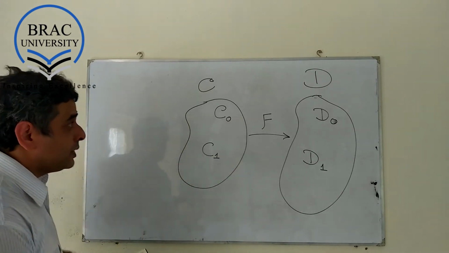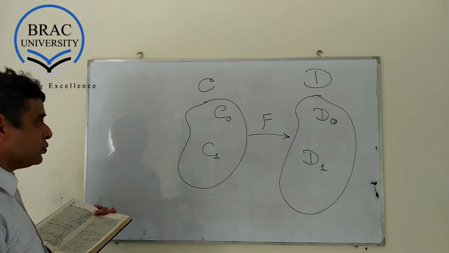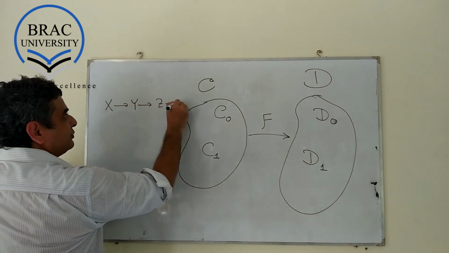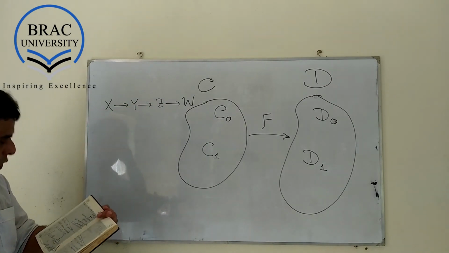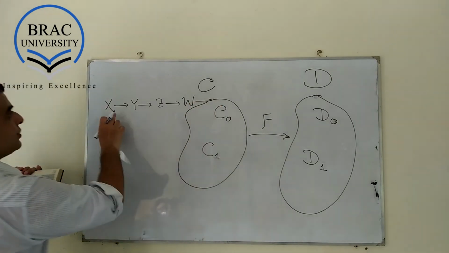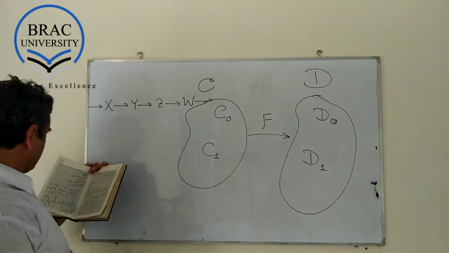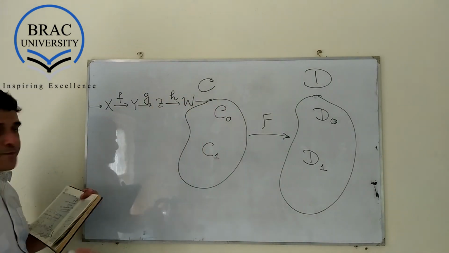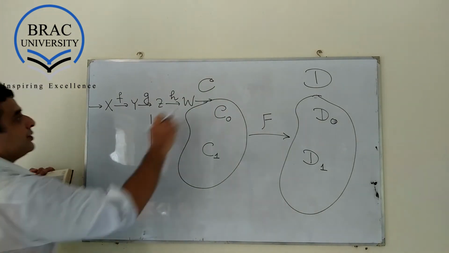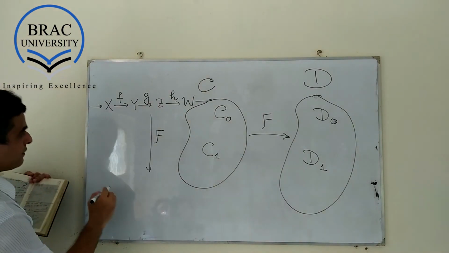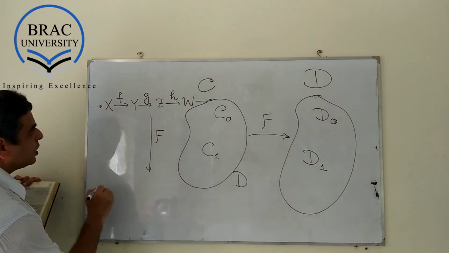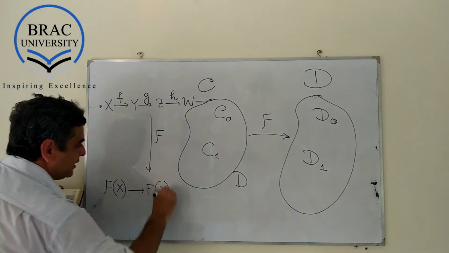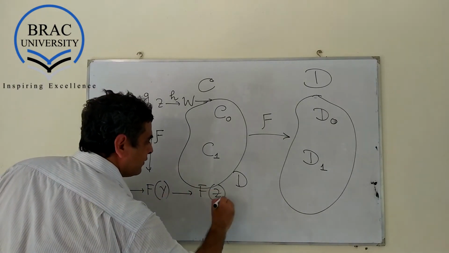So it is a good idea to see things in terms of diagrams. Say we have objects denoted by x, y, z, and w, and the morphisms with f, g, h, and so on. We have a functor. This is the category C, and here we have a new category D, where x is morphed to Fx, Fy, Fz, Fw, so on and so forth.